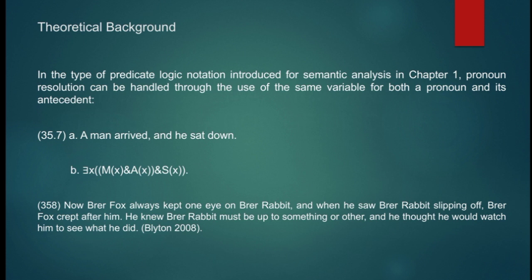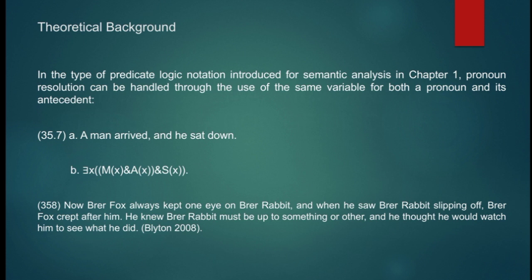So the referent of the pronoun is indicated by the use of the same variable x for he as for a man. So this is much the way pronoun resolution within a sentence is handled in syntax, where identical subscripts are used to indicate coreference, even within a single sentence. However, coreference isn't always entirely straightforward.